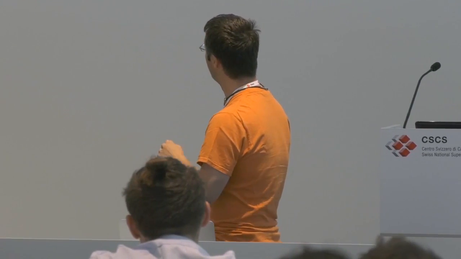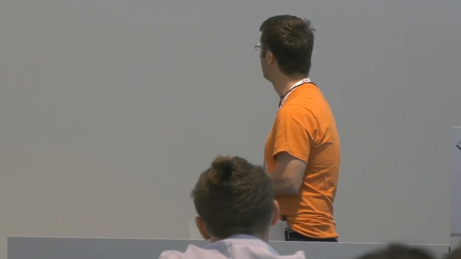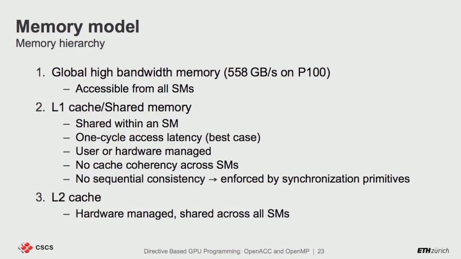Then on each SM, as I showed you before, you have what is called shared memory or level 1 cache. It can be used as both. Either you can manage it yourself or let the hardware manage it for you, so as to behave like a normal cache on the CPU, but you can also use it yourself, allocating arrays or parts of arrays inside it. It is shared within an SM, and it's very fast, ideally with 1 cycle access latency.